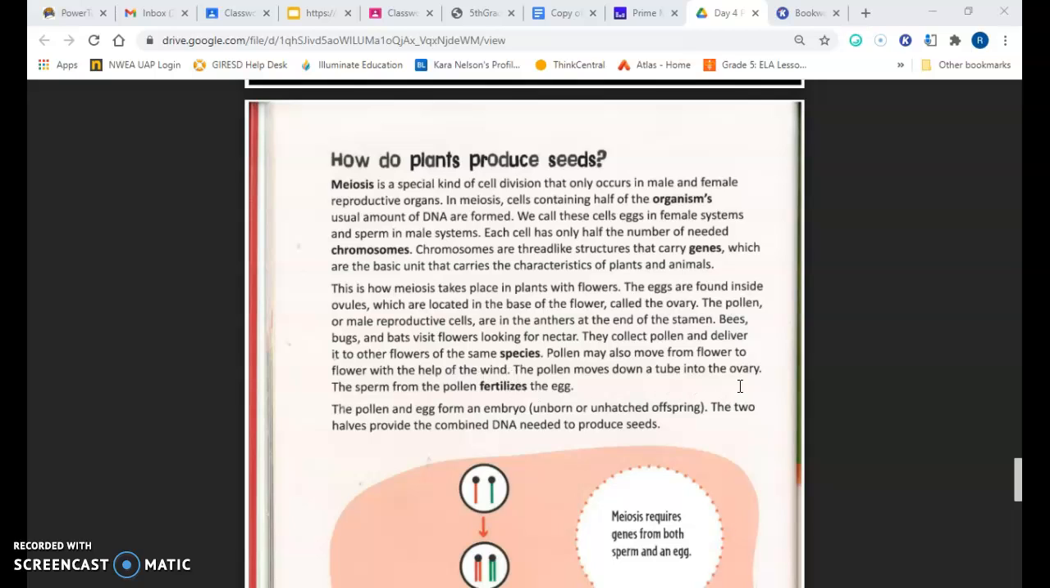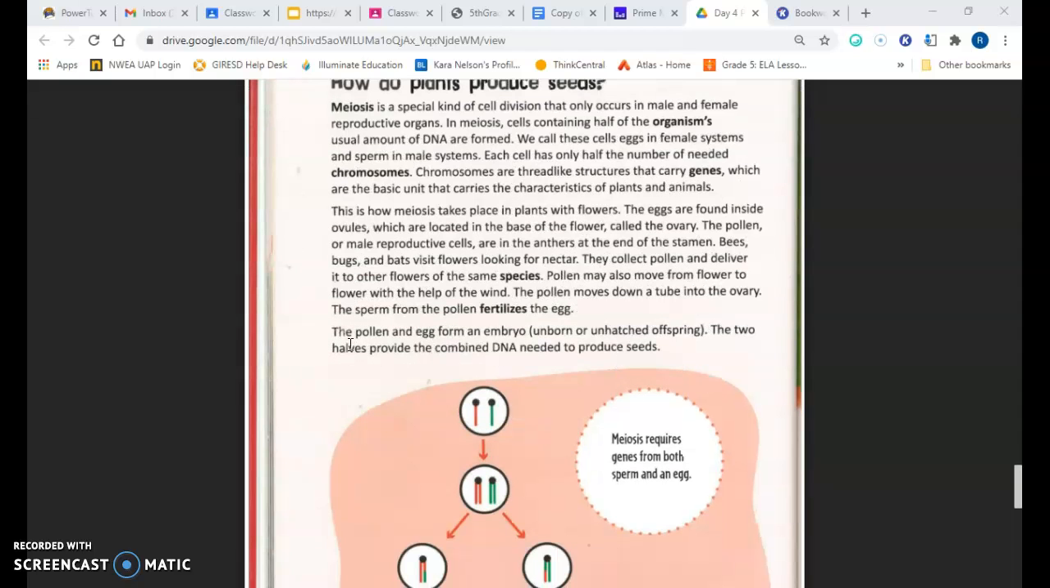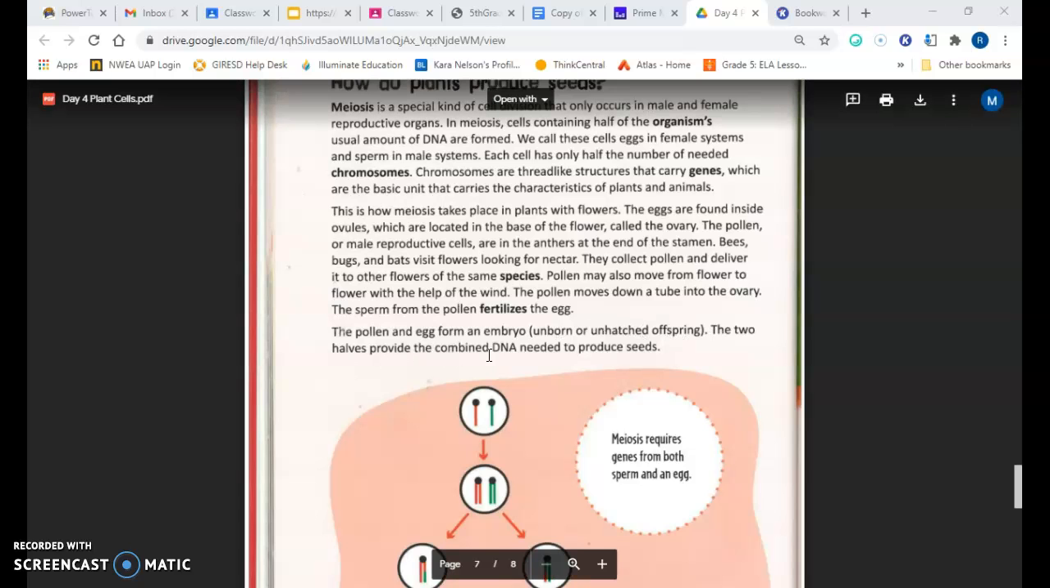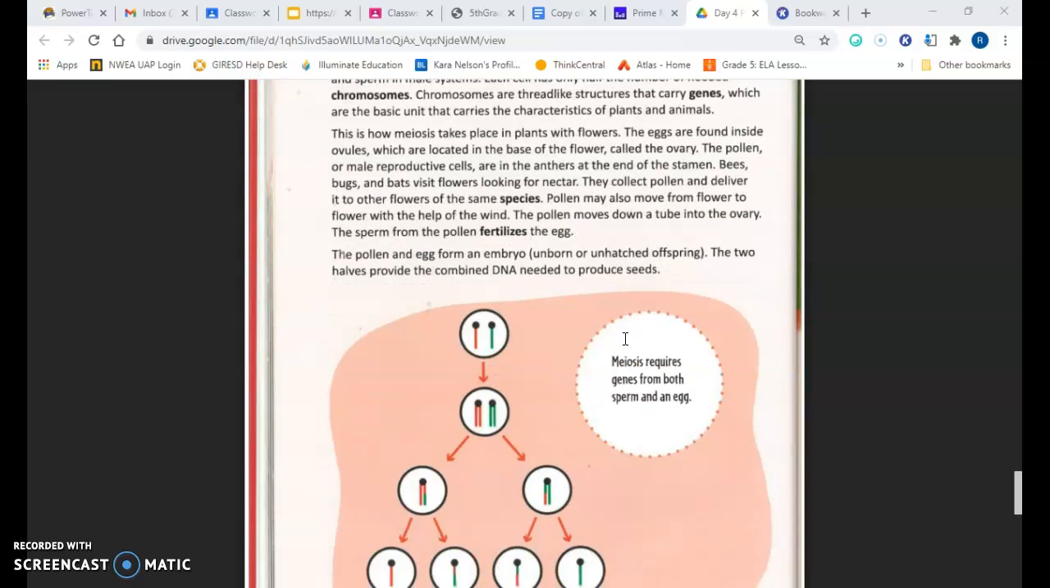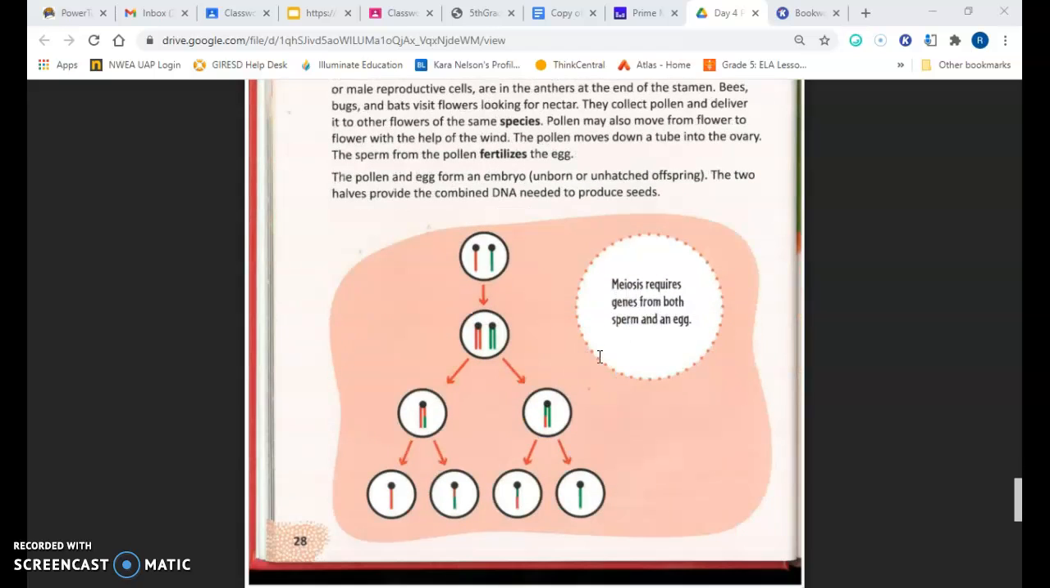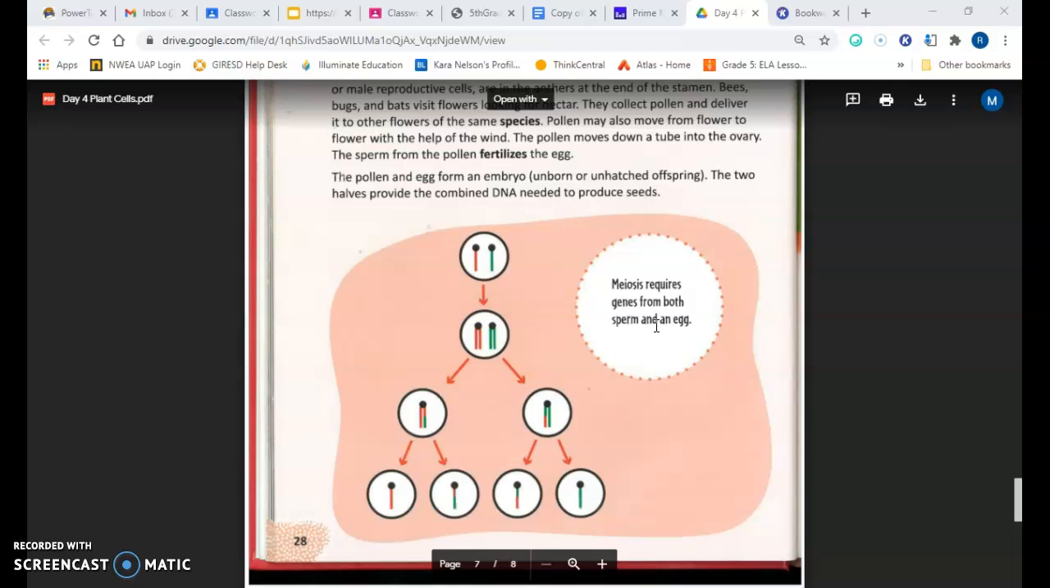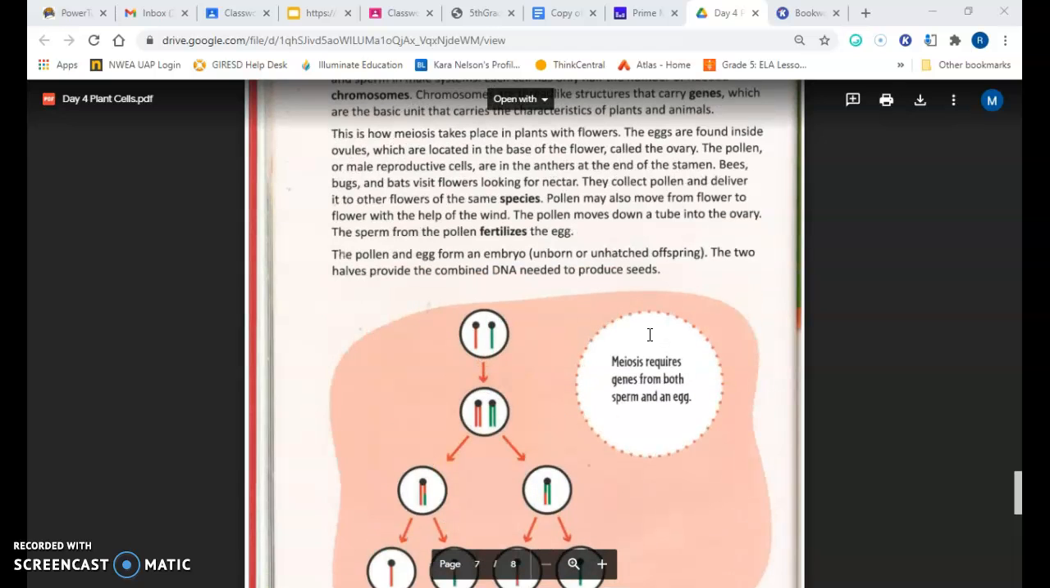The pollen moves down a tube into the ovary. The sperm from the pollen fertilizes the egg. The pollen and egg form an embryo, so unborn or unhatched offspring. The two halves provide the combined DNA needed to produce seeds. So meiosis requires genes from both the sperm and the egg to create the offspring.